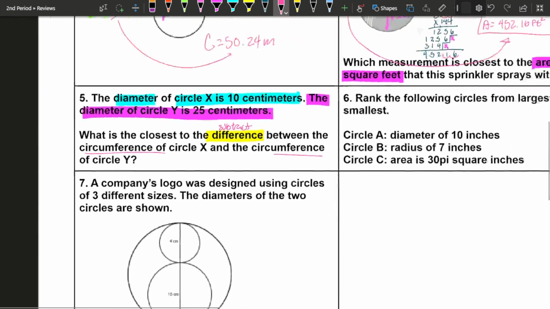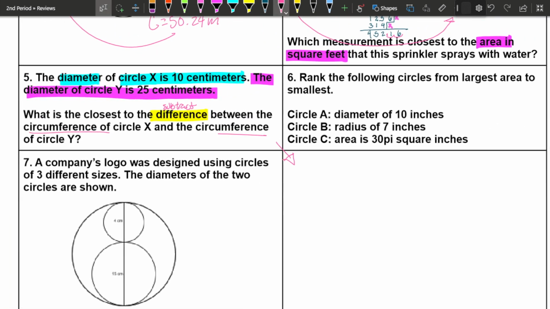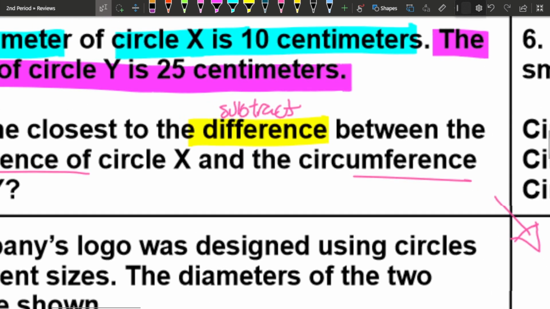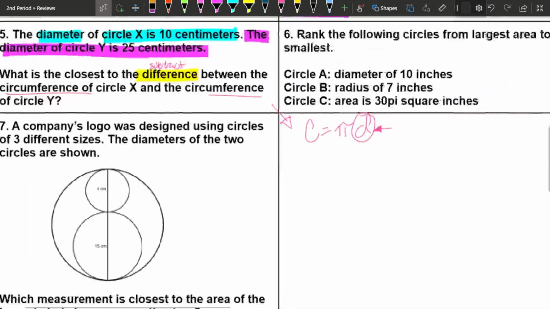So I'm going to work number 5 right here. Since we're talking about circumference, C equals pi times diameter. So that means that we need what? Diameter. Do we have the diameter for both of them? Circle X, that's the diameter. Circle Y, that's the diameter. So yes, we're good to go.